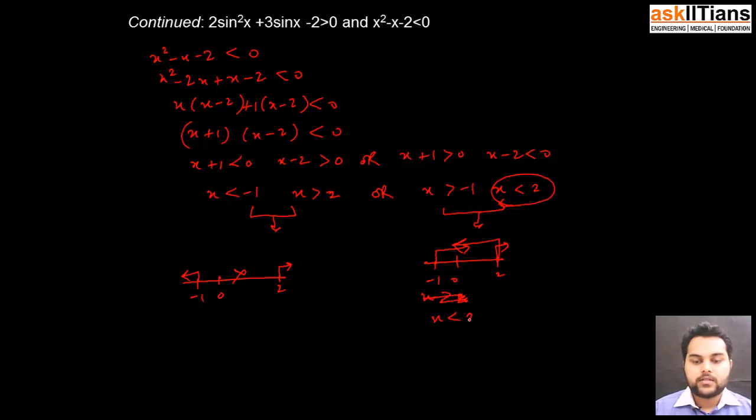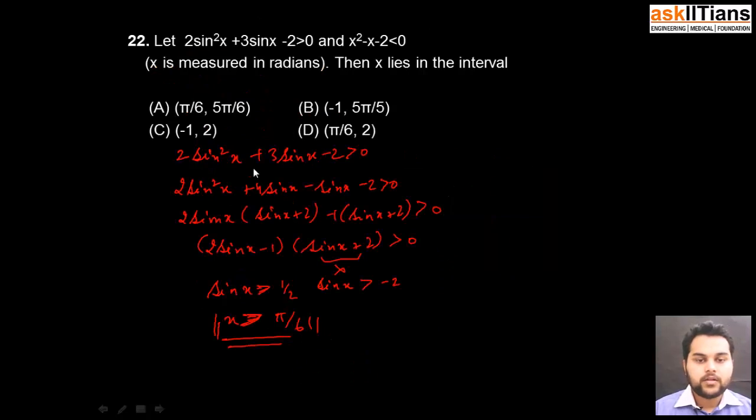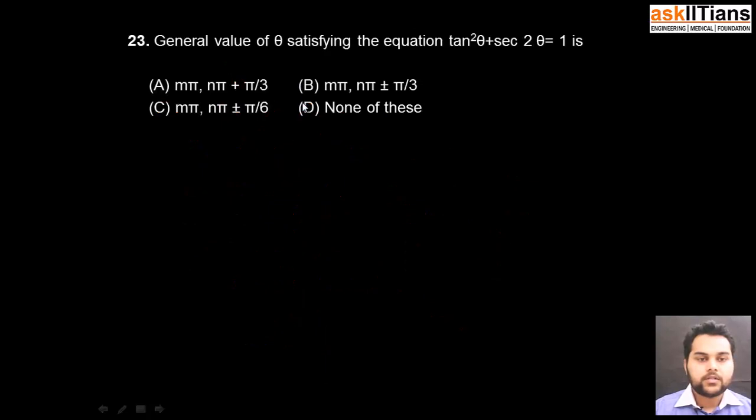I will get x less than 2, and the first range was x greater than pi by 6. So x shall lie in the range of pi by 6 and 2, and the option would be option D. Moving on to the next question.